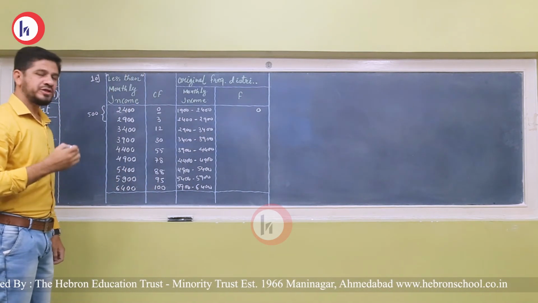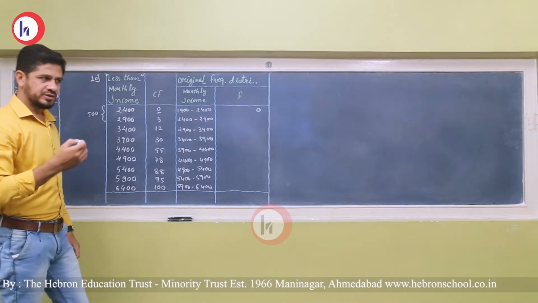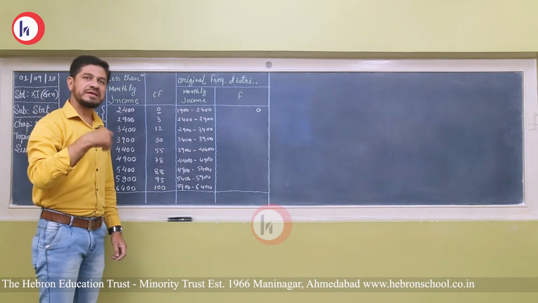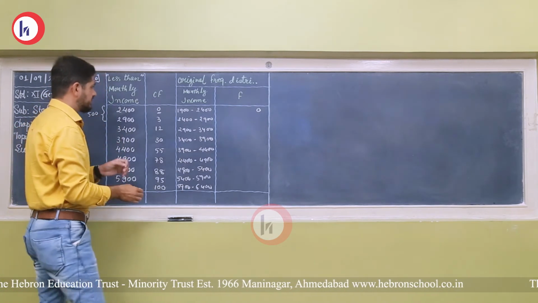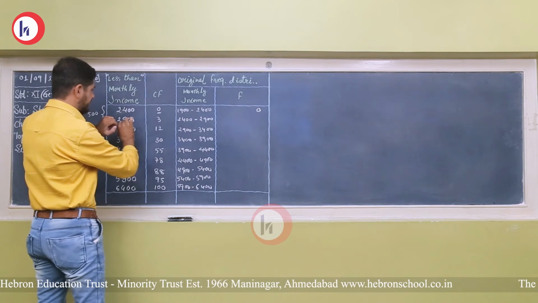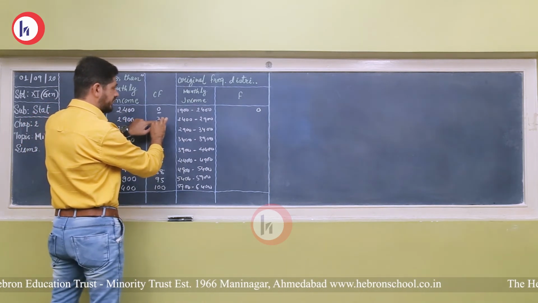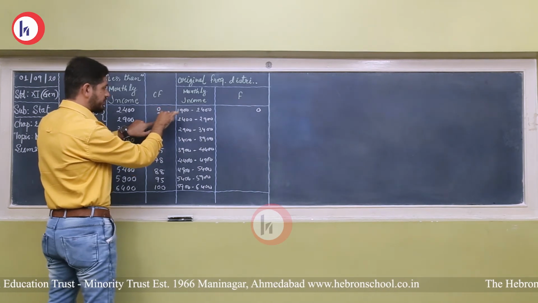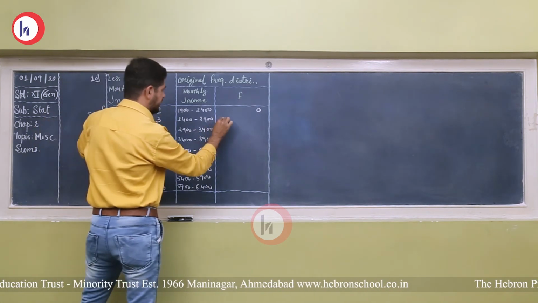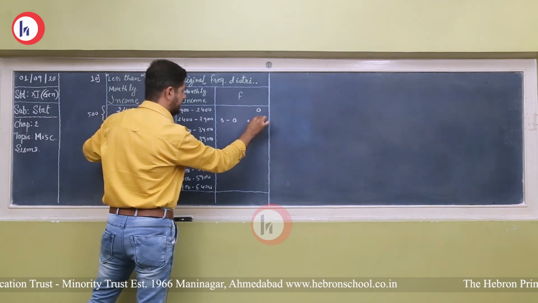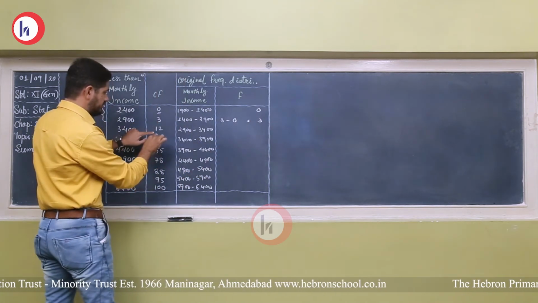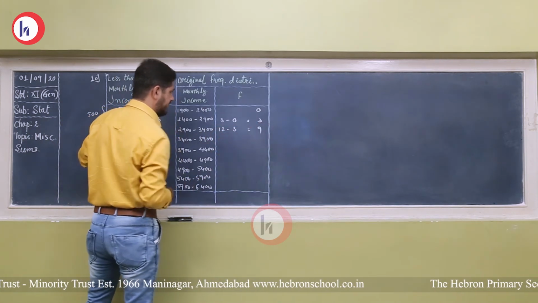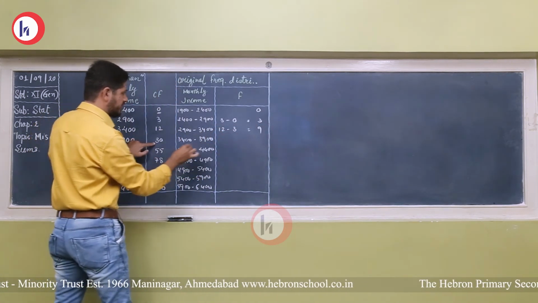Now we need to subtract the current frequency from the succeeding frequency. So if you want to find the frequency of the second class, we need to subtract the first value from the succeeding value. So 3 minus 0 will get 3. Now 12 minus 3, that is 9.